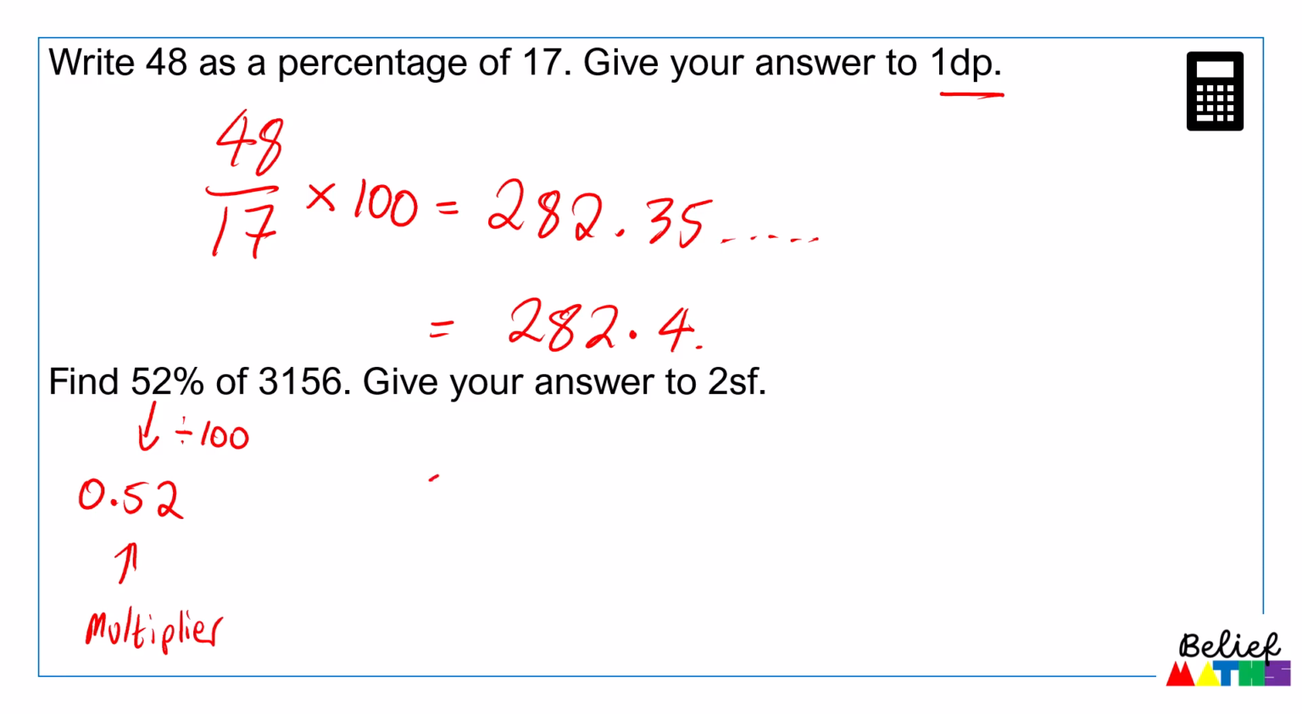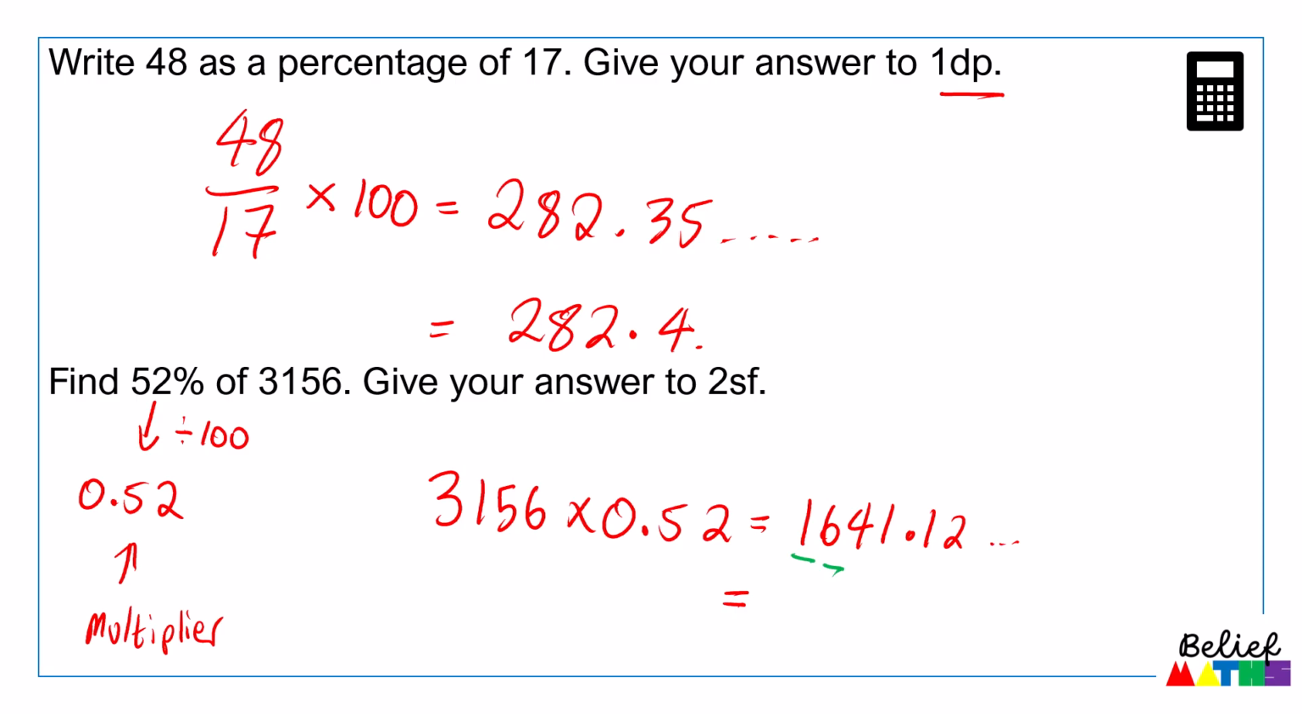So we take our 3156 and we multiply it by 0.52, and that gives us an answer on our calculator of 1641.12, and that obviously continues. Then our answer to two significant figures. Well, two significant figures means we want 1, 2. So they're the two values we're going to use. So that's 1,600 as our final answer.